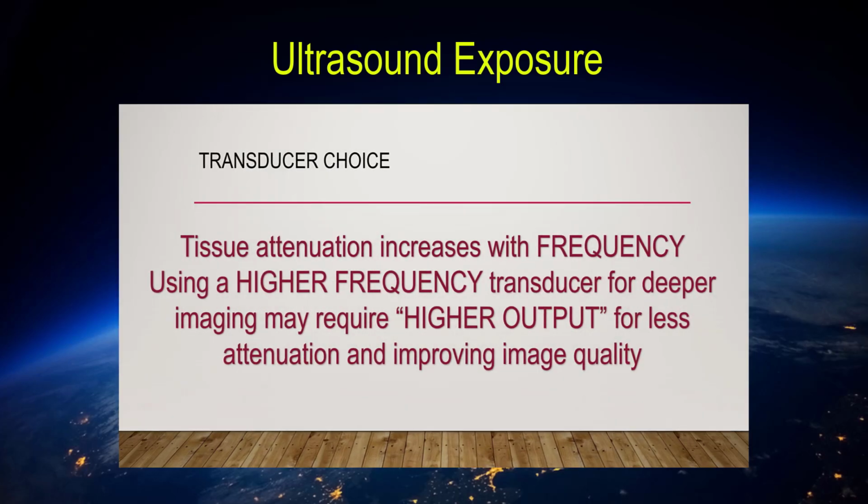And lastly, we get to the transducer choice. Transducer attenuation increases with frequency. Using a high frequency transducer for deeper imaging may require higher output to improve image quality and therefore to reduce attenuation, leading to a higher exposure and higher intensity of the ultrasound. So therefore these factors indirectly determine the exposure of tissues to ultrasound.